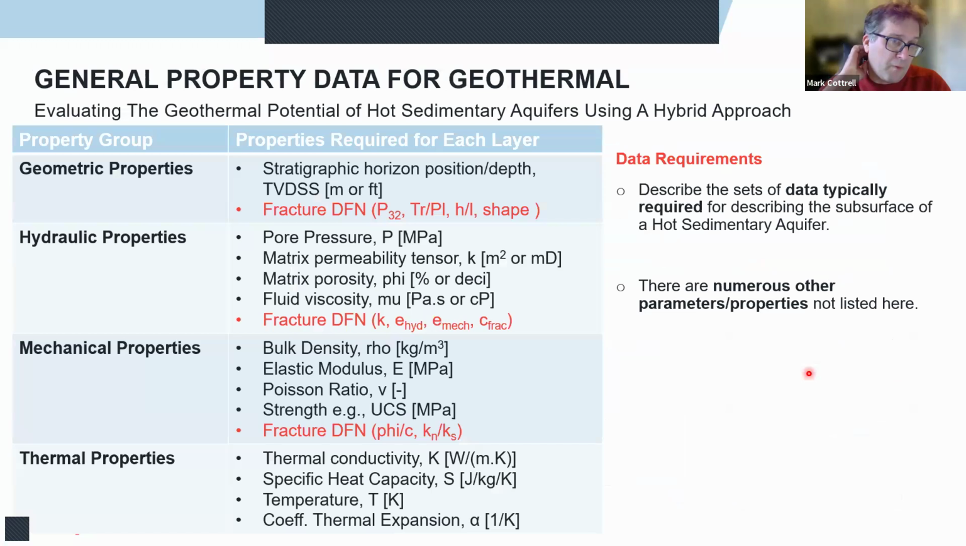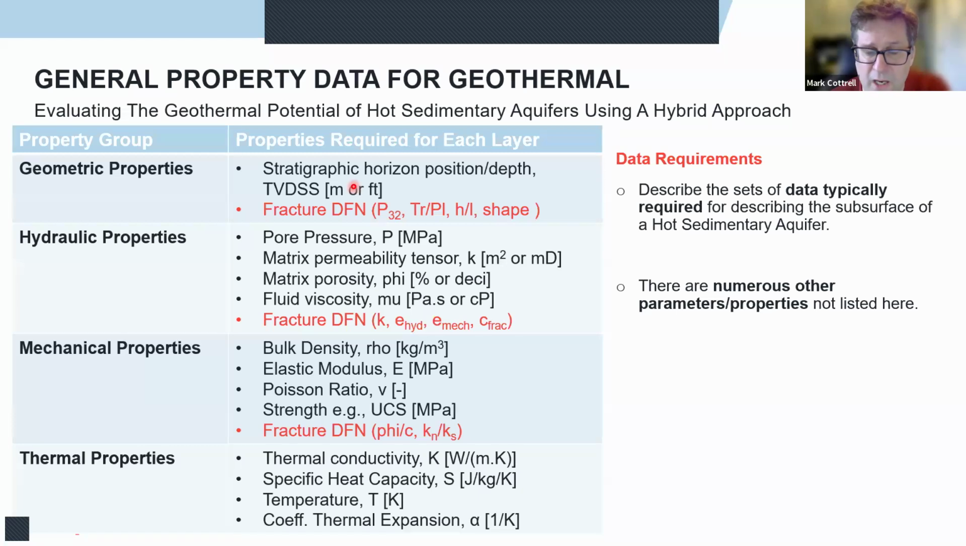Okay, for geothermal, getting into a bit more specifics, the types of things that we're looking to characterize. So the geometrical properties. For the case of a sedimentary aquifer, it could be, well, what is the aquifer thickness? How does the thickness of that aquifer change as you move from one position to another?